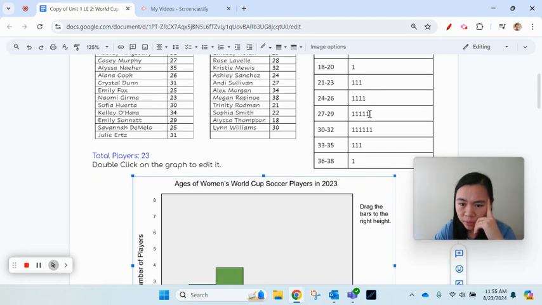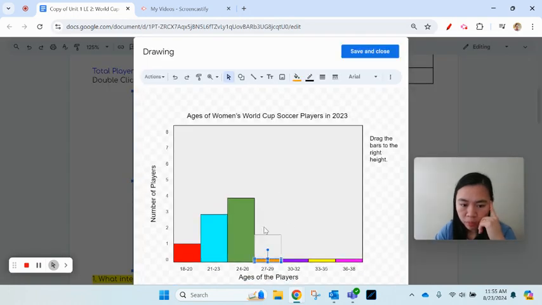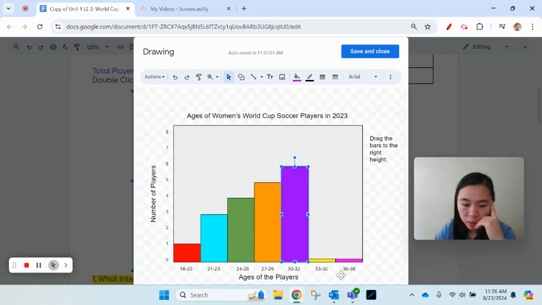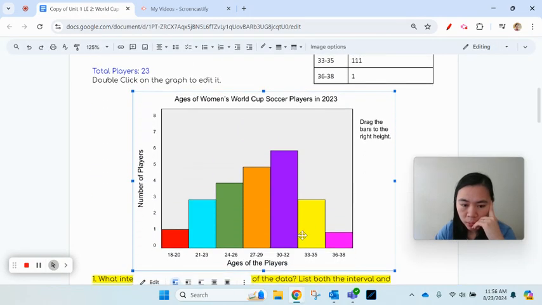My next category has 5, 6, 3, and 1. So this group had 5 players. We had 6 players between 30 and 32. 3 players in this next bin. And then 1 player in this next bin. Okay, so it was 1, 3, 4. Just double check. 1, 3, 4, 5, 6, 3, and 1.